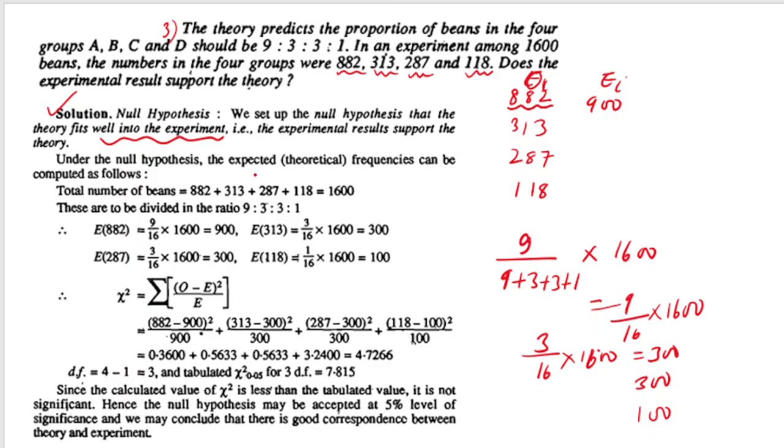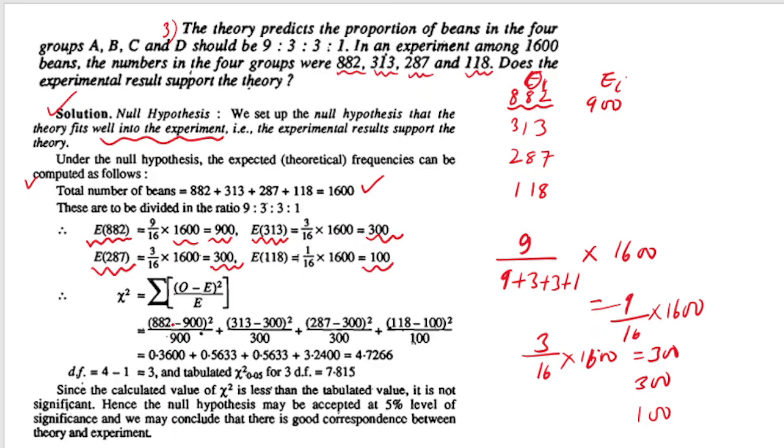Under the null hypothesis, the expected frequencies can be computed as follows. The total number of beans is 1600. These are divided in the ratio 9:3:3:1. So corresponding to the observed value 882, the expected value should be 9 by 16, that I have already shown you, into 1600, that is 900. Corresponding to the observed 313, it should be 300. Corresponding to 287 also, it should be 300 because it is 3 by 16 into 1600, and it should be 100. So the next is to calculate chi-square, that is (observed minus expected) square by expected.